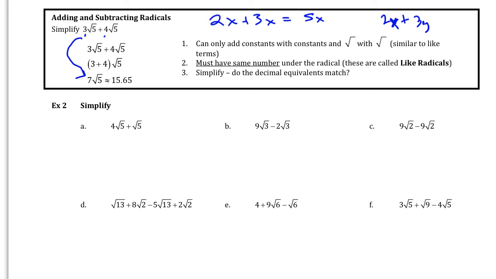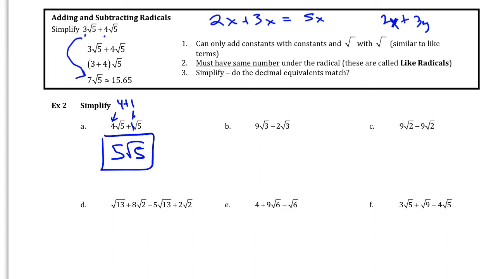So as we look here at example 2, we've got some problems to try here. We're looking for terms that have the same radical number. So in problem A, I have 4 root 5 plus root 5. Well, if you think about that, that's really like 1 root 5. So I have 4 root 5s, and then I'm going to add another root 5, which gives me a total of 5 root 5s. And so that's your answer there. We literally just take the 4 and the 1, and we're doing 4 plus 1 to get 5. The square root stays the same. We're just adding.